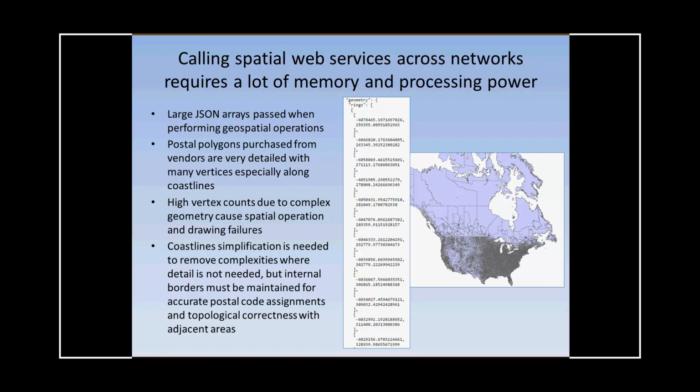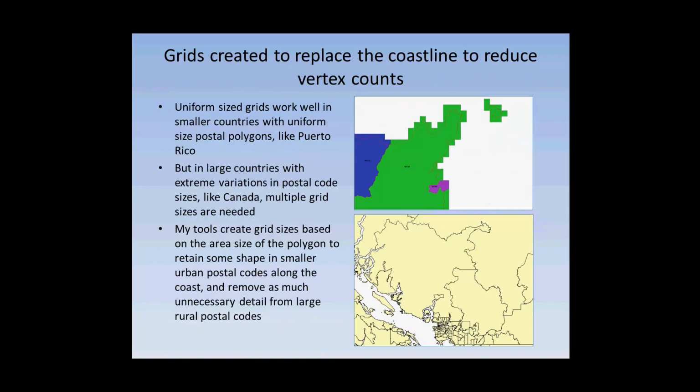So a coastline simplification process is needed to remove the complexities, but also maintain the internal borders, where we need those to be accurate because they abut adjacent territories, must be topologically correct, and must also maintain the shape so they tie back to the streets that contain the addresses. So I've created grids to replace these coastlines and reduce the vertex counts.